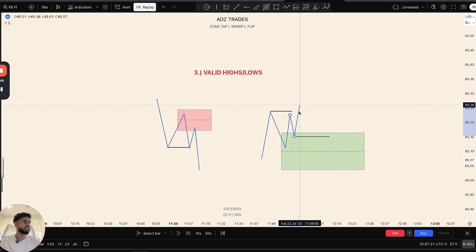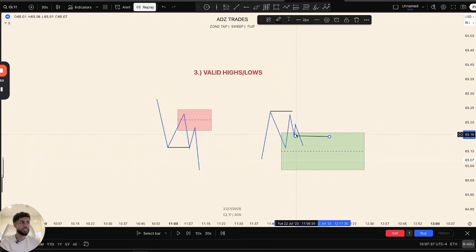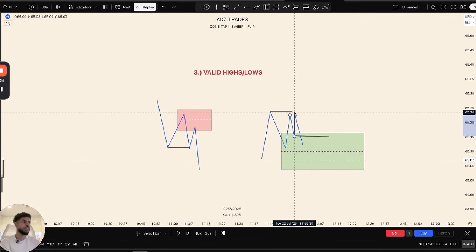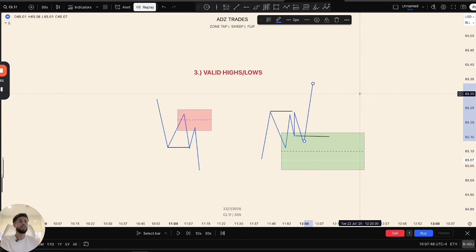So if this tap does this, right, some people draw their taps like this. They're saying, oh, we swept liquidity. This tap isn't valid because it never made a higher high. So only once we make a higher high, then we can highlight this as our tap. Look for price to sweep that. This is where you want to enter your trade, expecting a higher high.